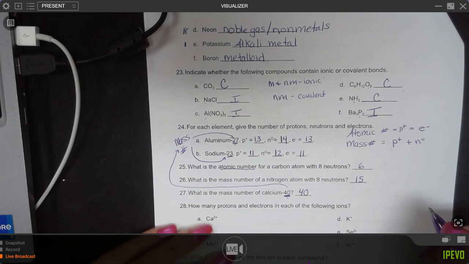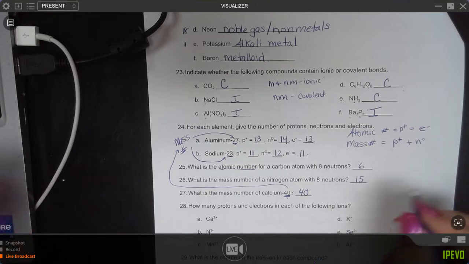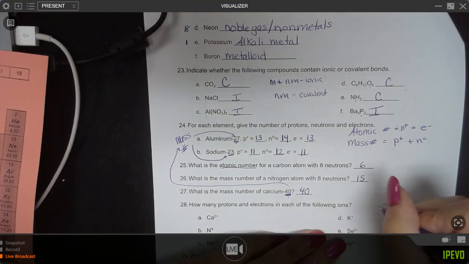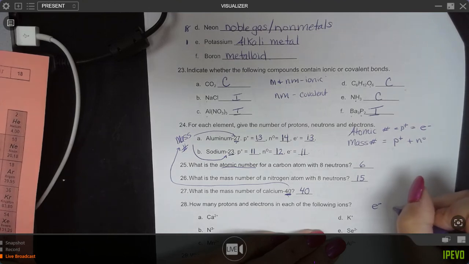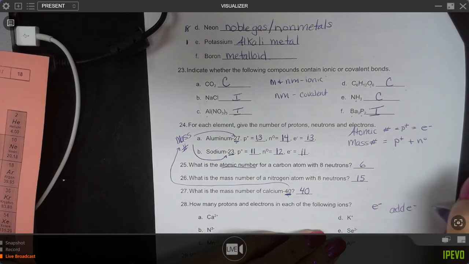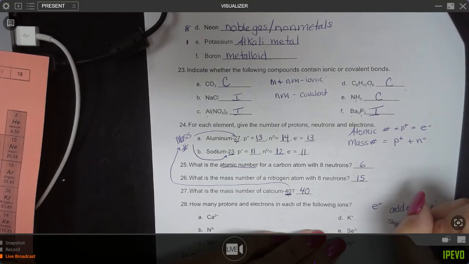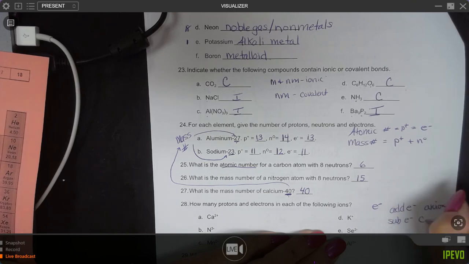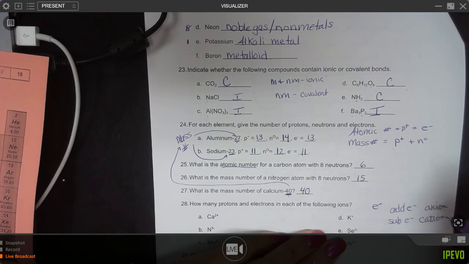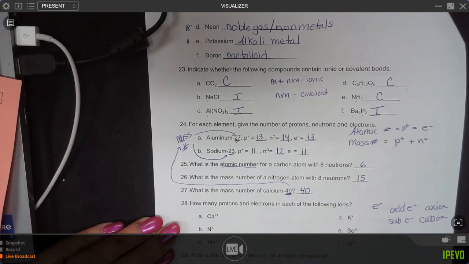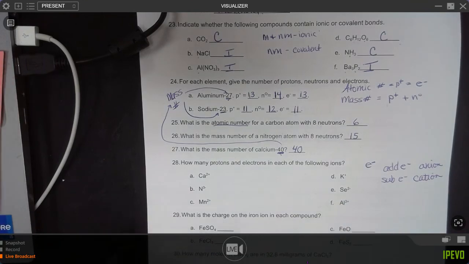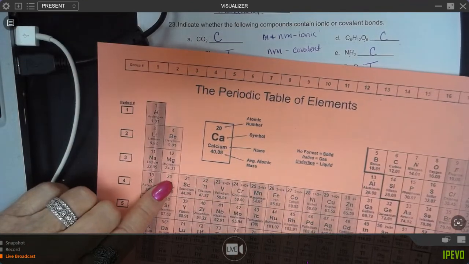Okay. Let's see, how many protons and electrons in each of the following ions? Okay, so here you have to remember that electrons are negative. So if we add electrons, we end up with an anion. If we subtract electrons, we end up with a cation. And of course, we know that cations are positive. All right, so calcium is element number 20.